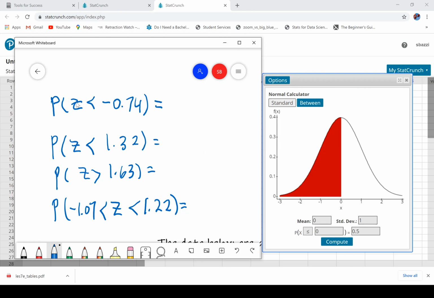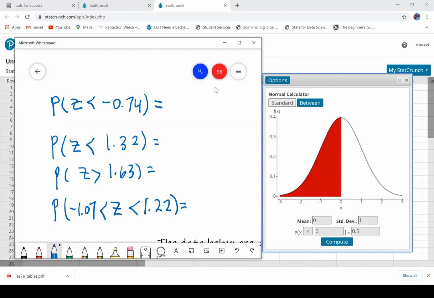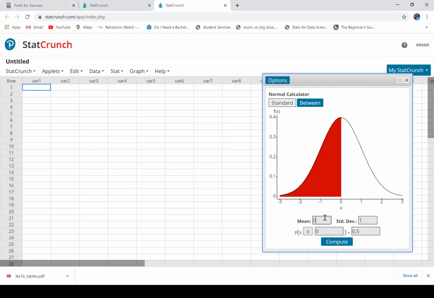The first question, find the probability of z less than negative 0.74. Okay, let me show you how to use the calculator. If you are using z, remember the mean must be 0 and the standard deviation must be 1. By default, your calculator is set up to display 0 and 1. So that's good. We have the settings.